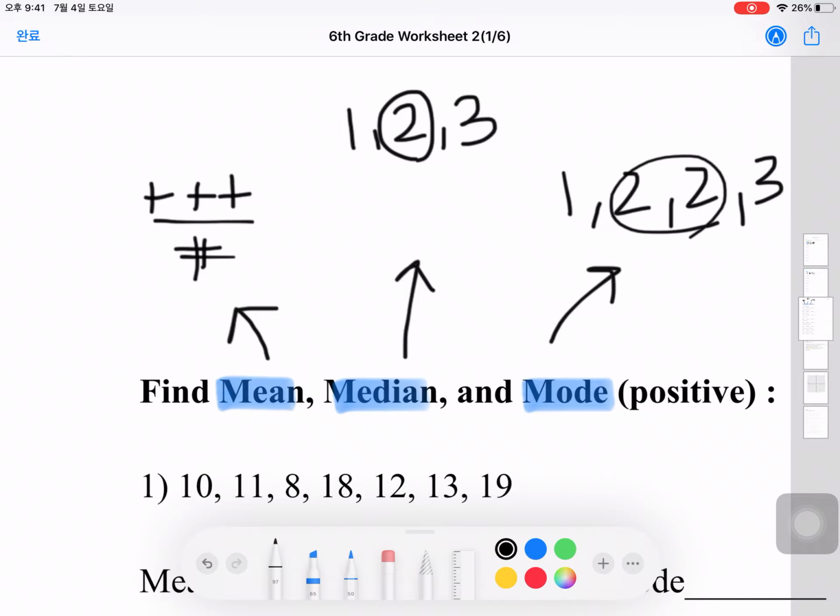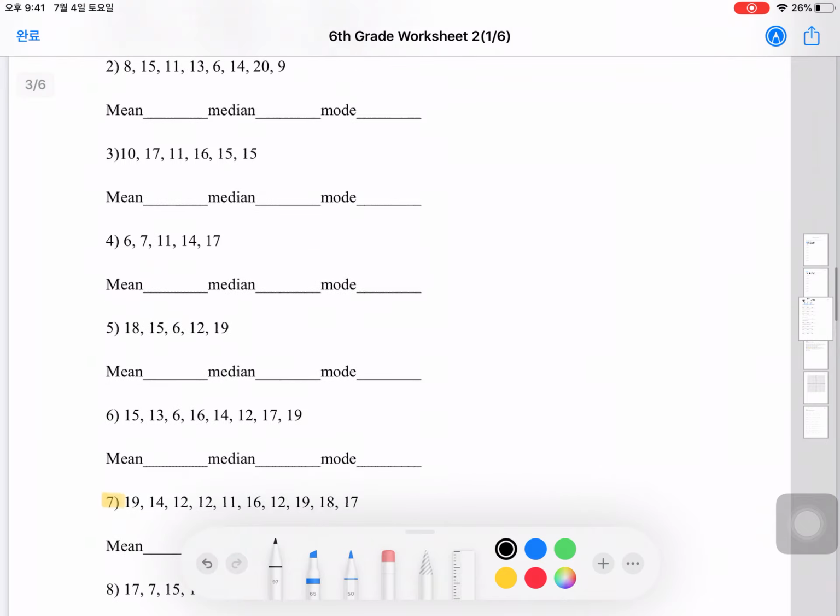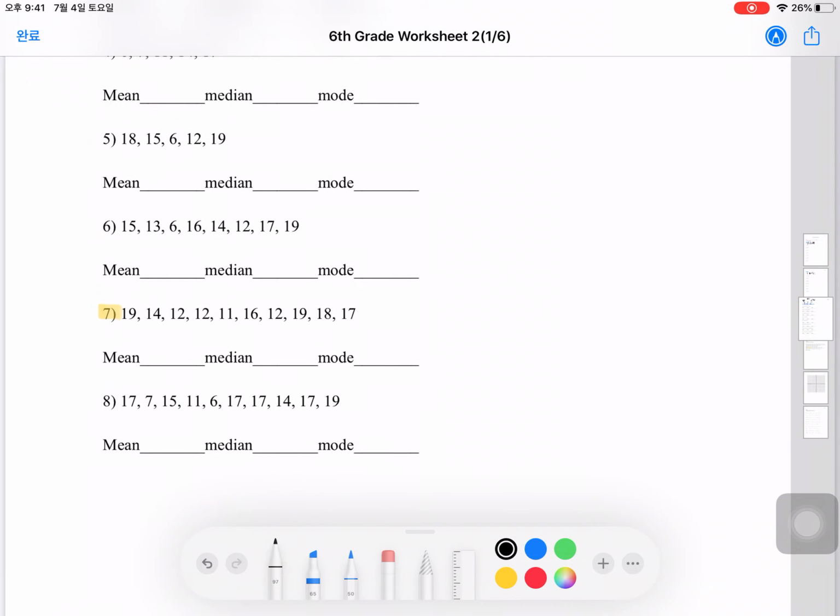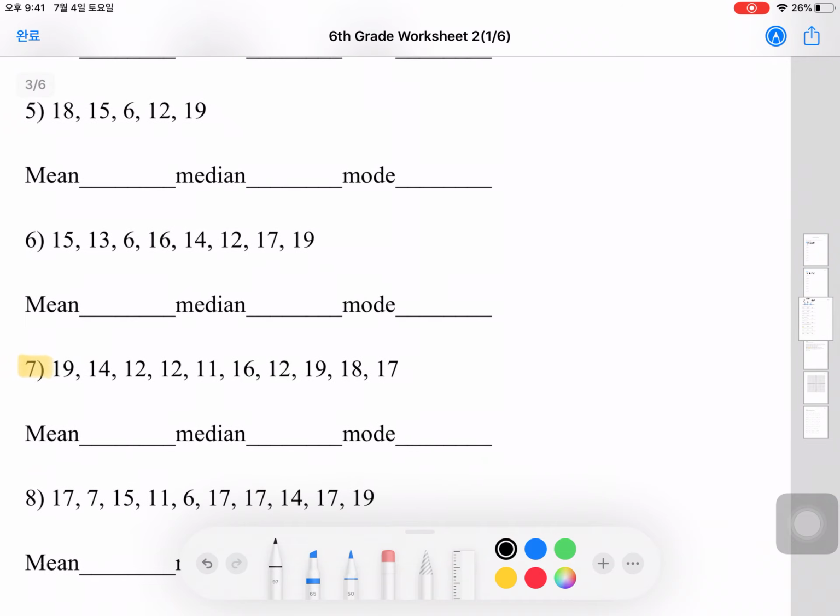So in this case, 2. Let's get right into it. I'm going to be doing number 7 with you guys because it has the most numbers, so it could be the most challenging. You guys can skip the process when I find the mean to add everything up, or you could pause the video, try to add it by yourself, and check your answer. But let's start with the mean.